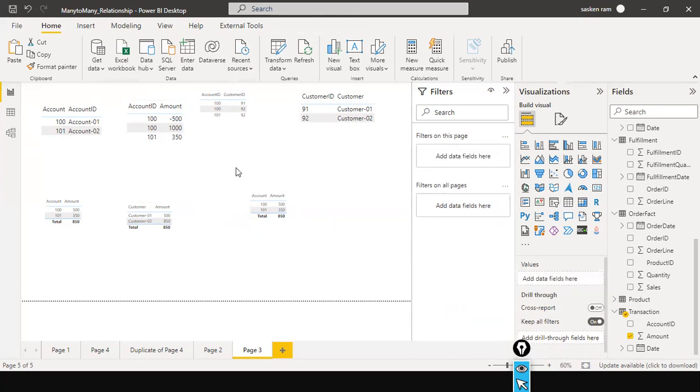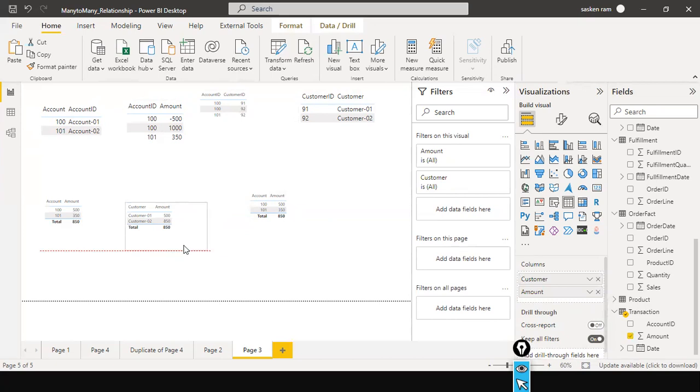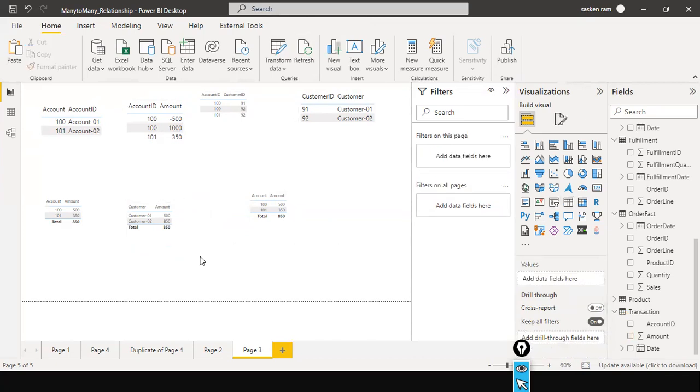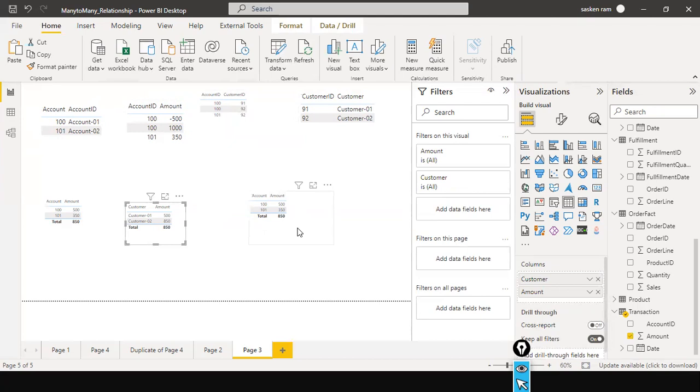This is a little bit complex. This example I took from the Microsoft site itself. But the point you need to note down here is that this balance is not the same as this one. Account-wise balance: if somebody is asking, 100 is 500 and 101 is 350. But 92, this customer, is owning two accounts, 100 and 101. So both put together is 850. But individually, customer 1 is having 500. Did you understand?